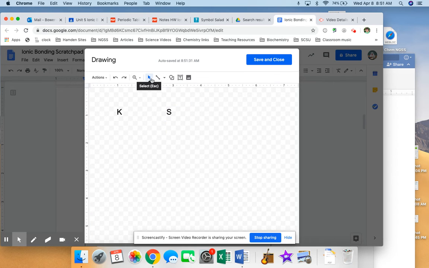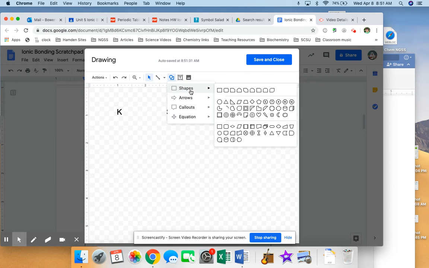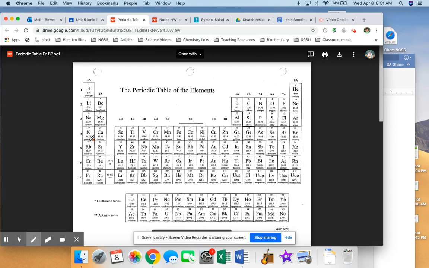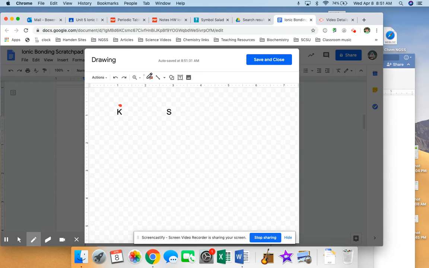These elements have dot structures. So let me draw some dots on these. I'm going to draw them as dots here. So potassium has 1 dot and sulfur has 6 dots, right? Because potassium is in the 1A column and sulfur is in the 6A column. So 1, 2, 3, 4, 5, 6.